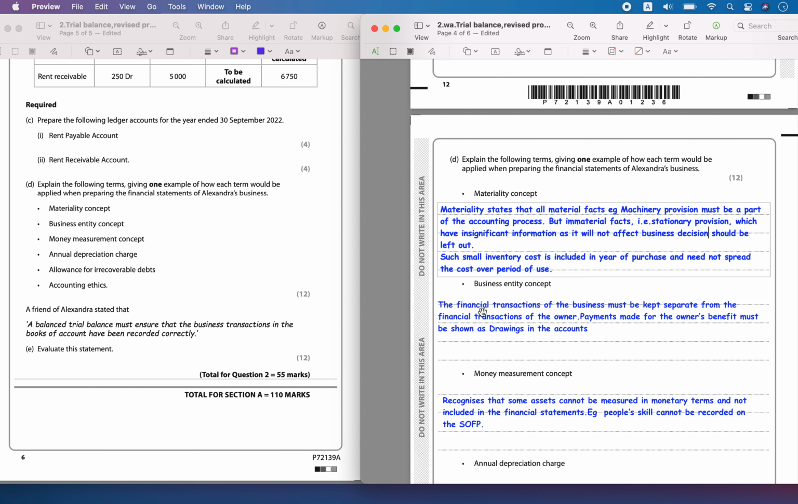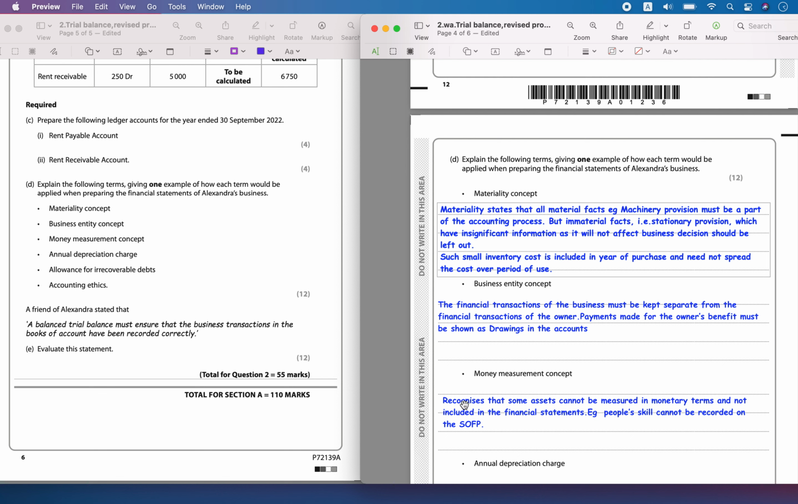Then business entity concept. The financial transactions of the business must be kept separate from the financial transactions of the owner. Let's say the owner draws inventory for his own use, then you should record it as drawings. And if he is drawing money from the bank, this should also be recorded as drawings in the accounts.